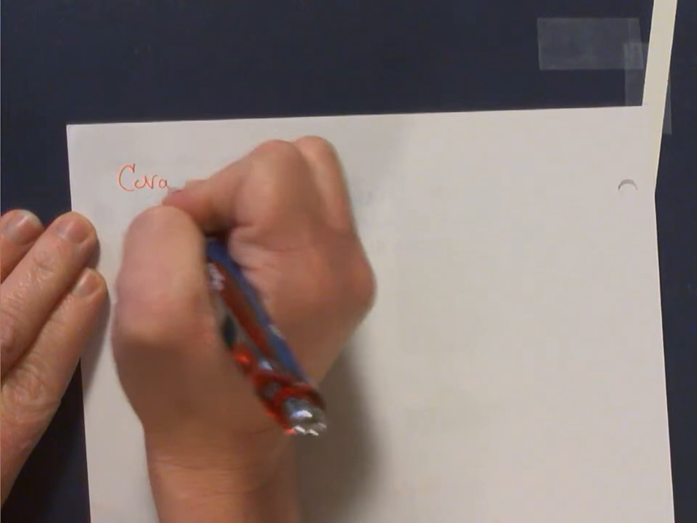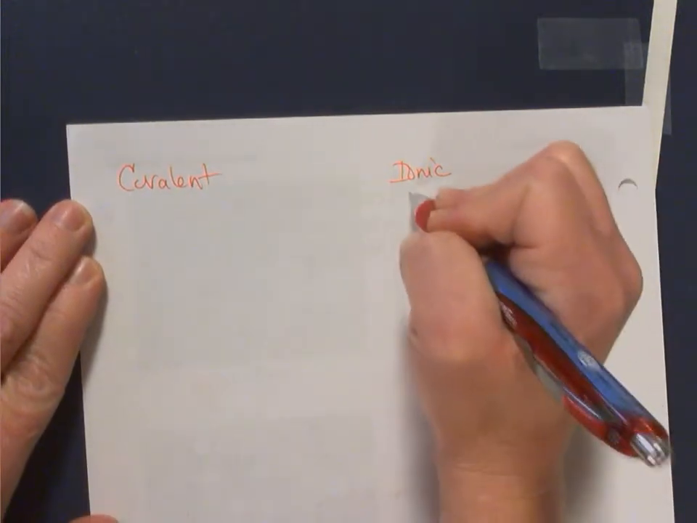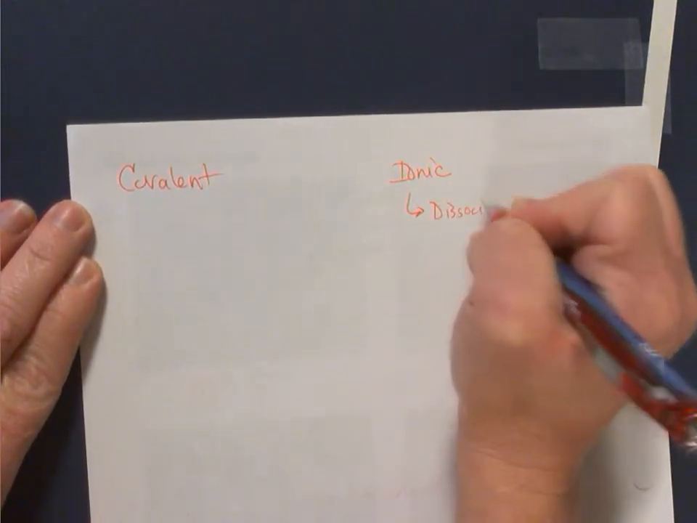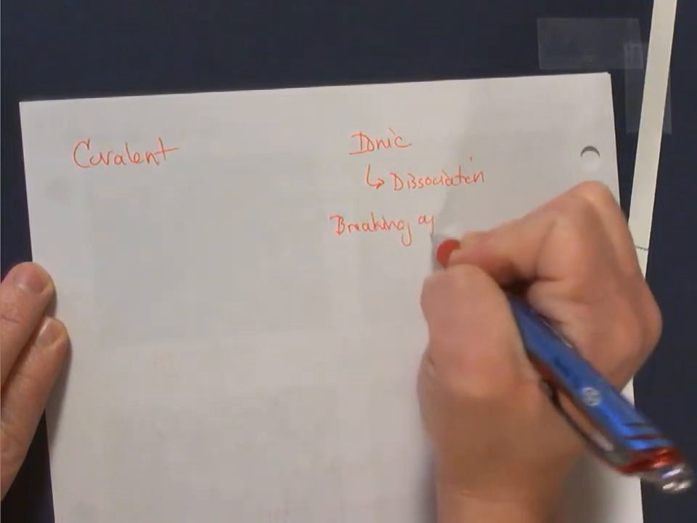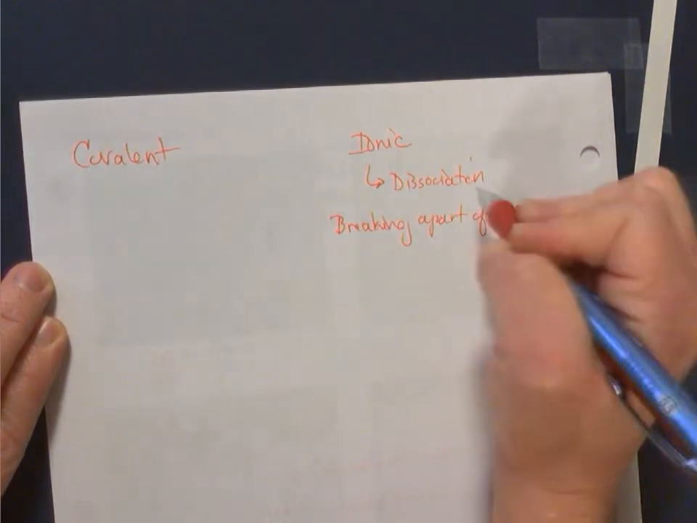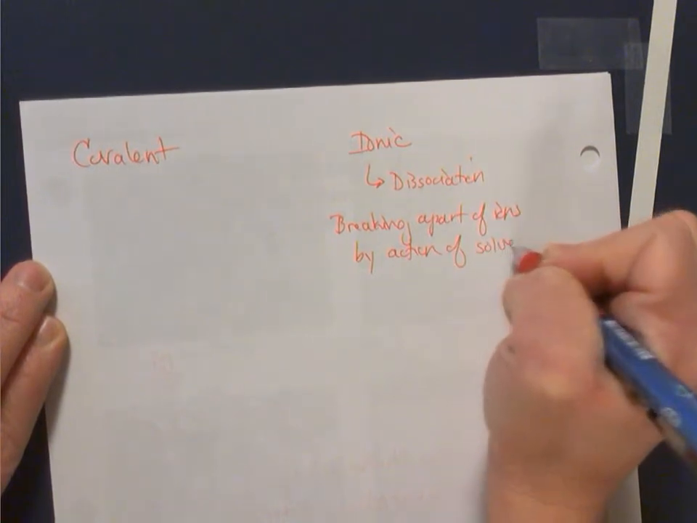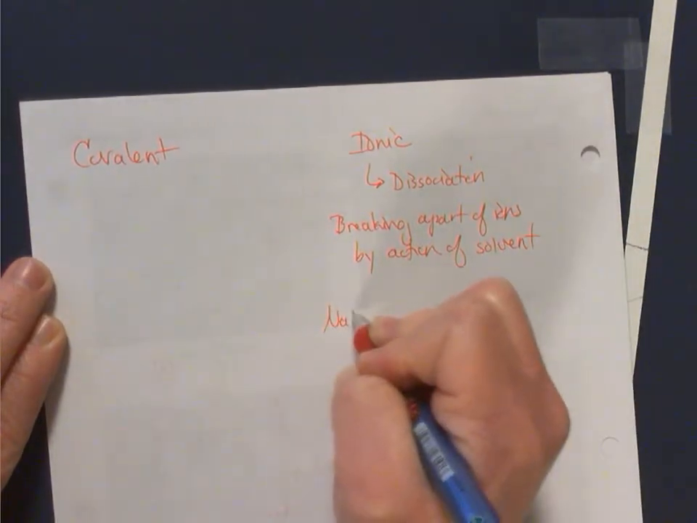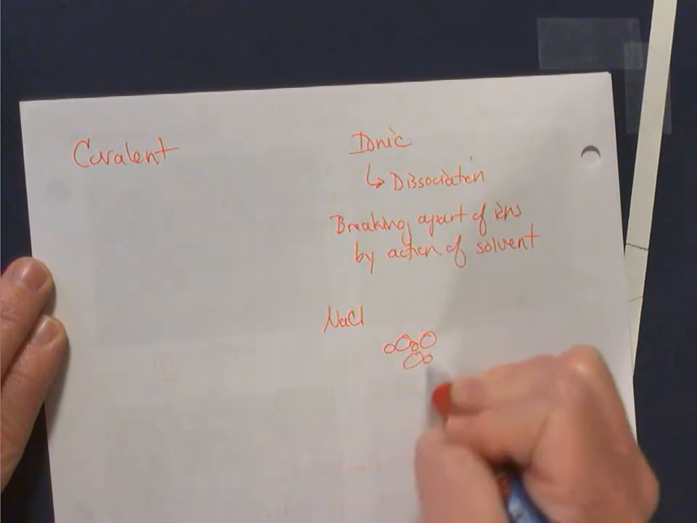All right, so let's talk about what solute ends up doing when it interacts with a solvent. Let's just talk about covalent solutes and then ionic solutes. Ionic solutes undergo dissociation. That is the breaking apart of the ions that make up the solute by the action of the solvent. For example, if we have sodium chloride. Sodium chloride is a network of sodium and chloride, and sodium and chloride, and so on, and so on.